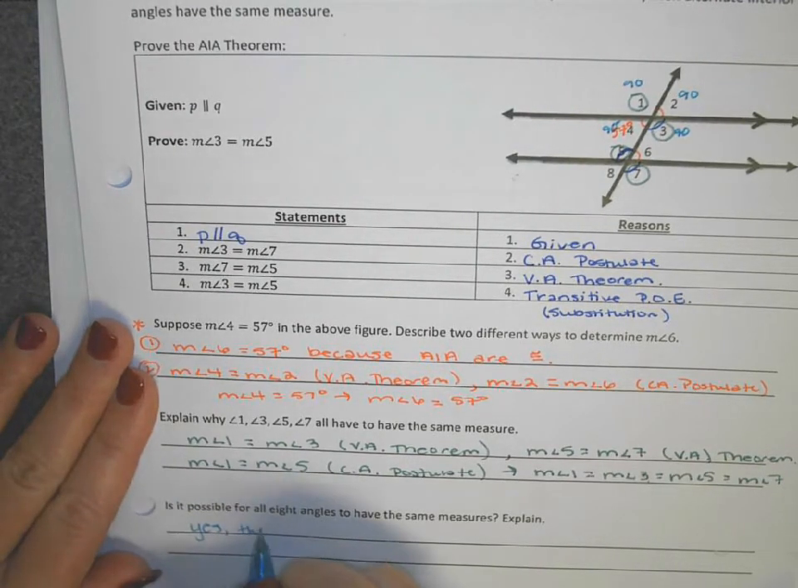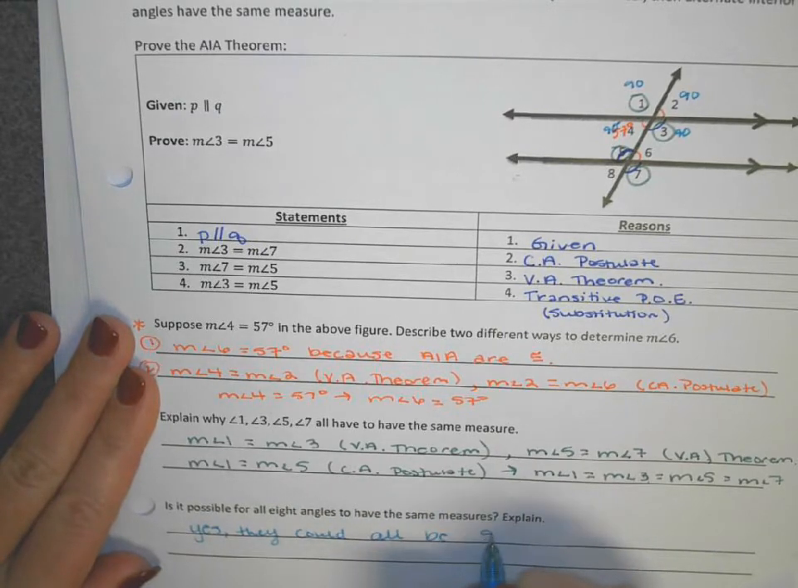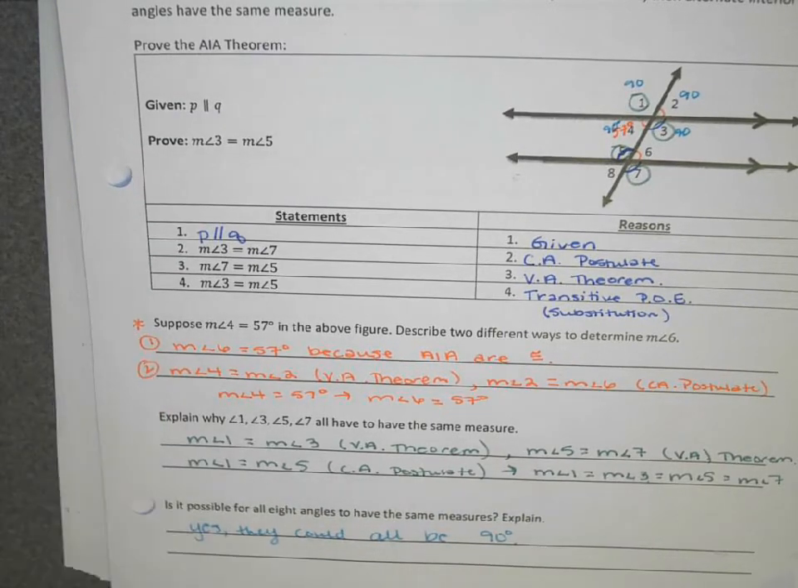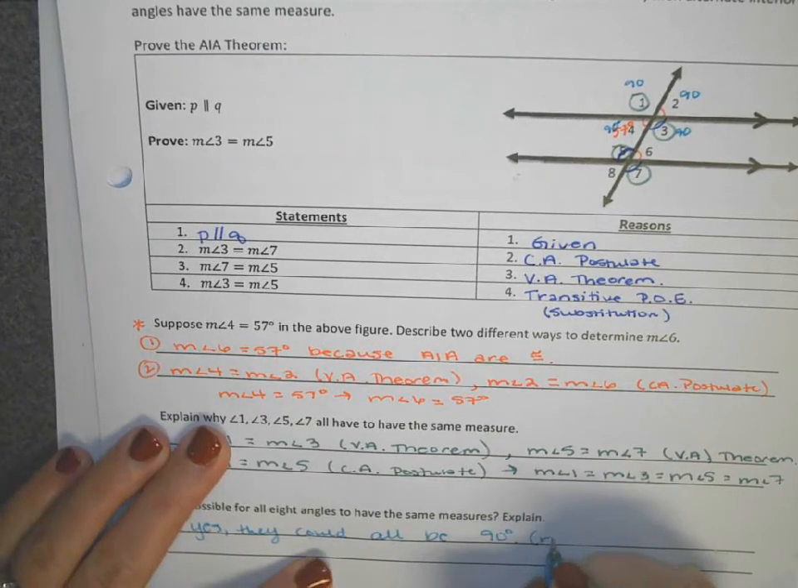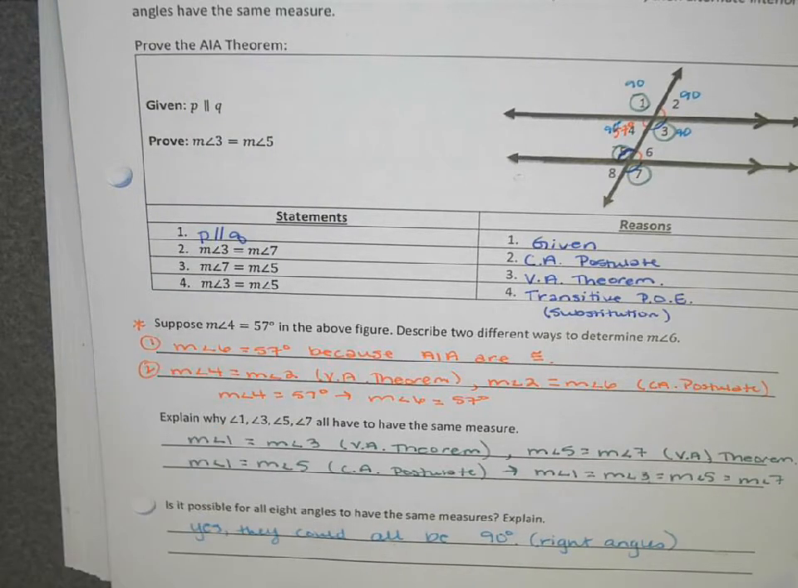They could all be 90 degrees, okay? Or right angles. You could say either one. They could all be 90 degrees or they could all be right angles. Either way, it's the exact same thing. So if one of them is 90 degrees, then they'd all be 90 degrees because of vertical angles, linear pairs, and corresponding angles postulate because we have 2 parallel lines and a transversal.